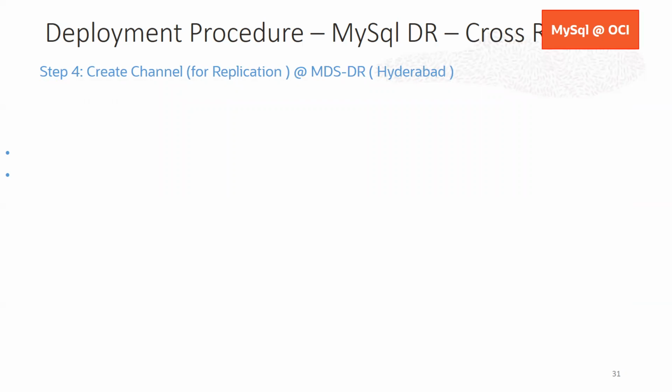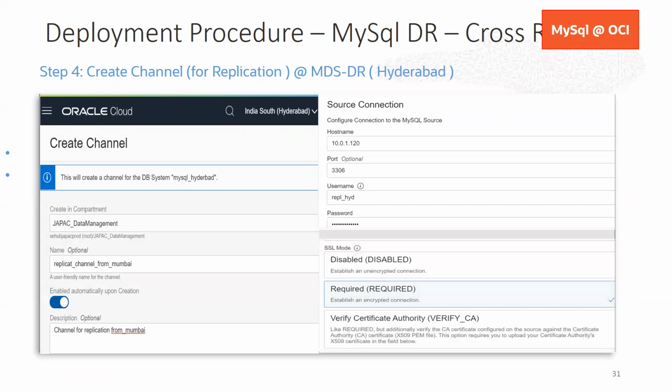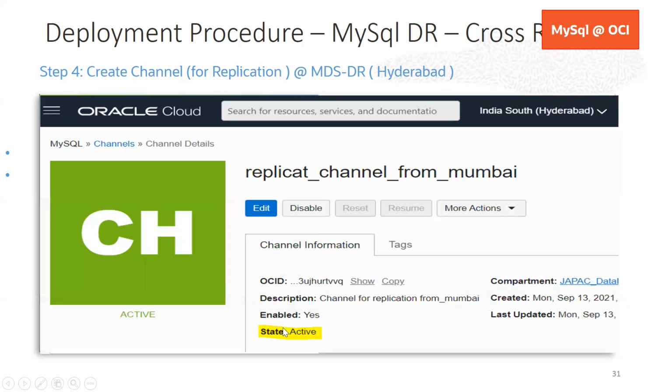In the next step, to have continuous replication from the primary site to the DR site, we need to create a replication channel between Mumbai and Hyderabad. So we are creating a channel for replication from the DR, that is the Hyderabad region, by specifying the primary private IP and port number to access the primary site, with the user and password information. I'm enabling channel encryption during transit to have proper security. Once it is done, the channel is created, and we can see the status of the channel is active.